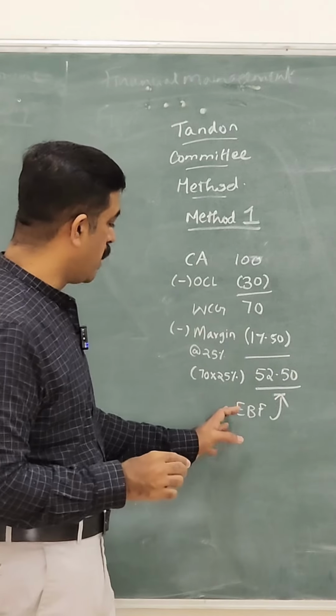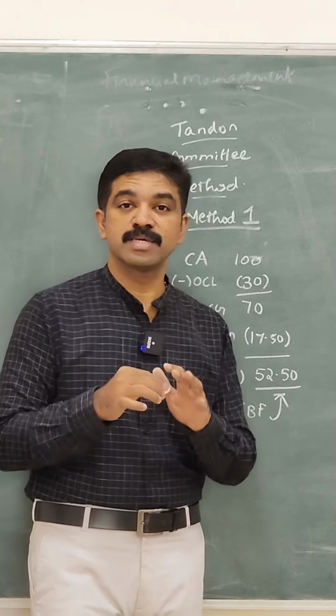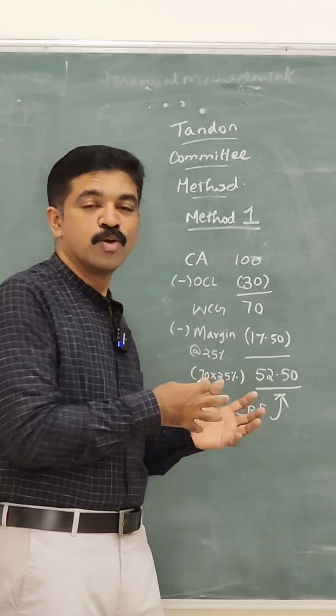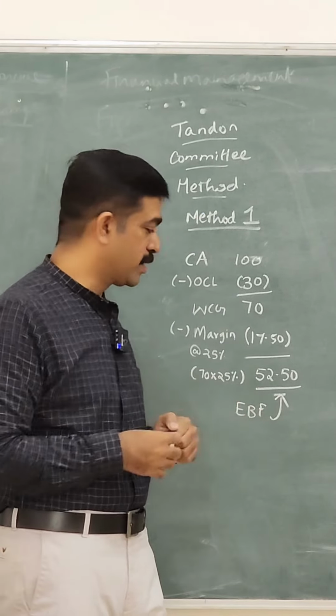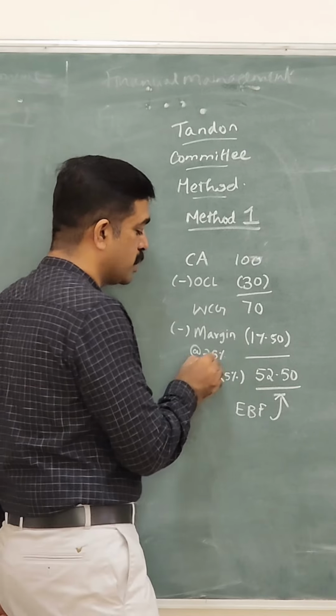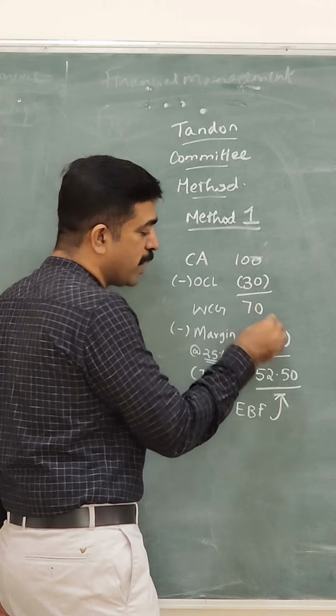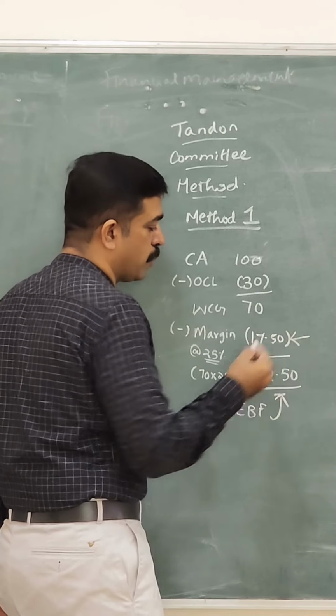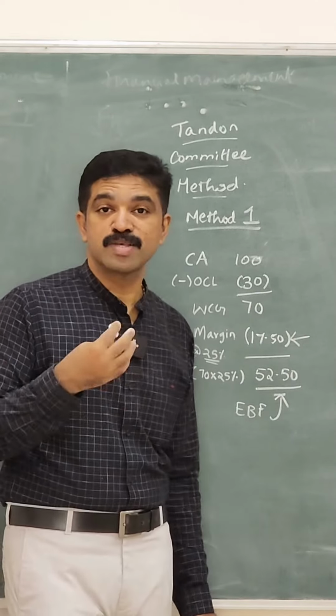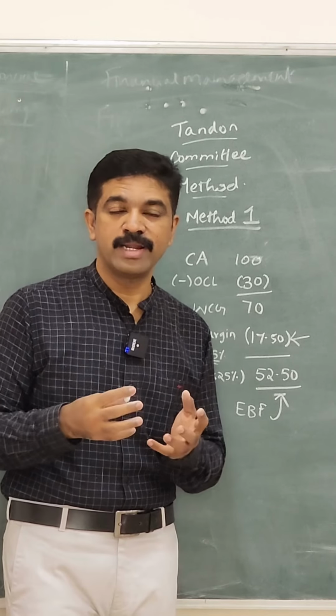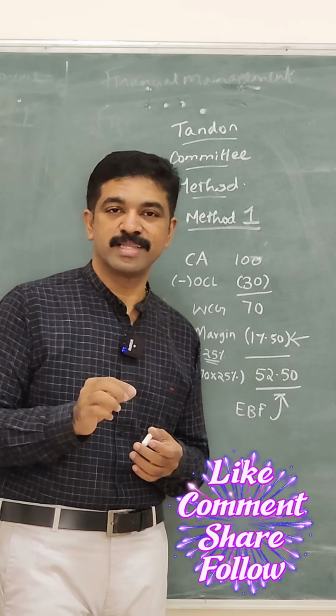But whether all banks will go by method 1, the answer may be no, because this is a very liberal method. Here the margin of 25% is stipulated on the working capital gap, which makes for a very minimal contribution by the borrower, and that's why there is a method 2, which is widely adopted by the bankers, and we'll see that in the next video.